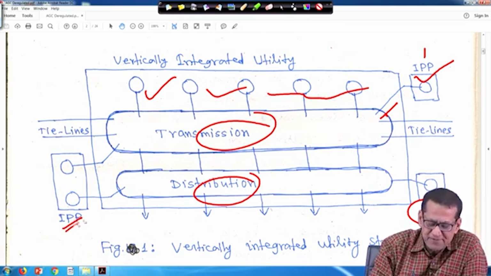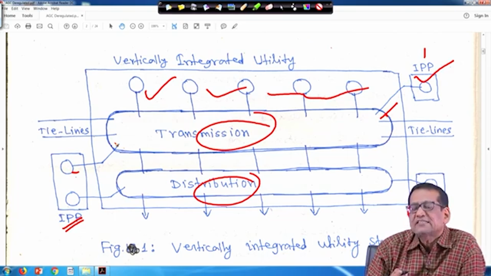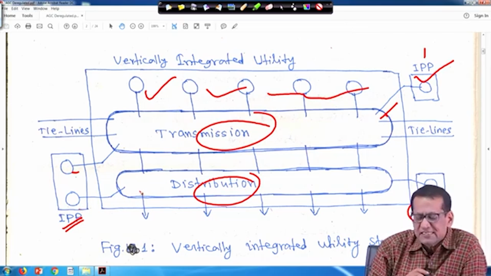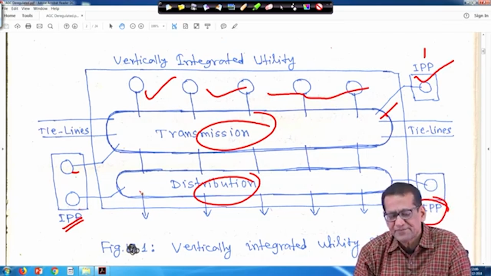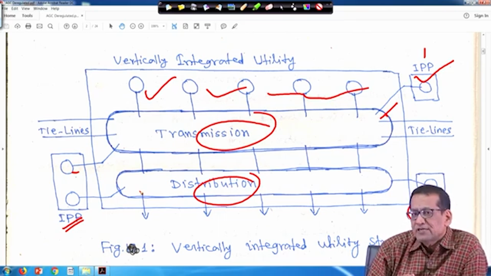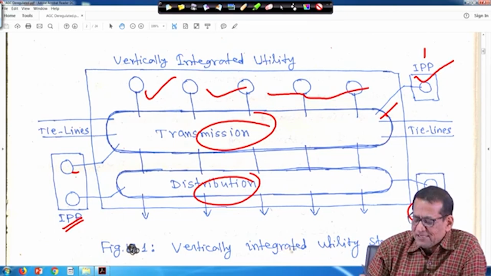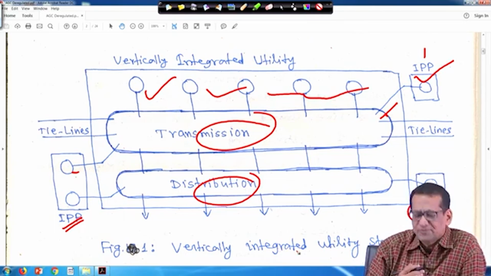This is also some independent power producers, part of the generators directly connected to the high voltage side transmission system, and some of it generators generating power at low voltage level. So, directly connected to the distribution system. So, basically if you own everything, generation, transmission and distribution, then that power you are selling to the distribution side, including all sorts of consumers.